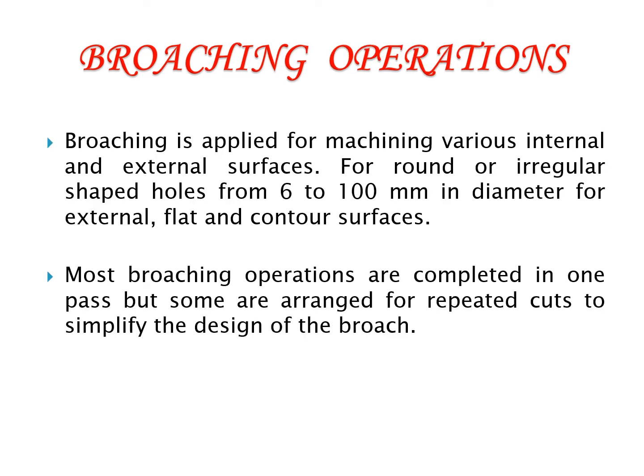Broaching machine operations. The broaching machine is applied for machining various internal and external surfaces, for round or irregularly shaped holes from 6 to 100 mm in diameter, and for external flat and contoured surfaces. Most broaching operations are completed in one pass, but some are arranged for repeated cuts to simplify the design of the broach.